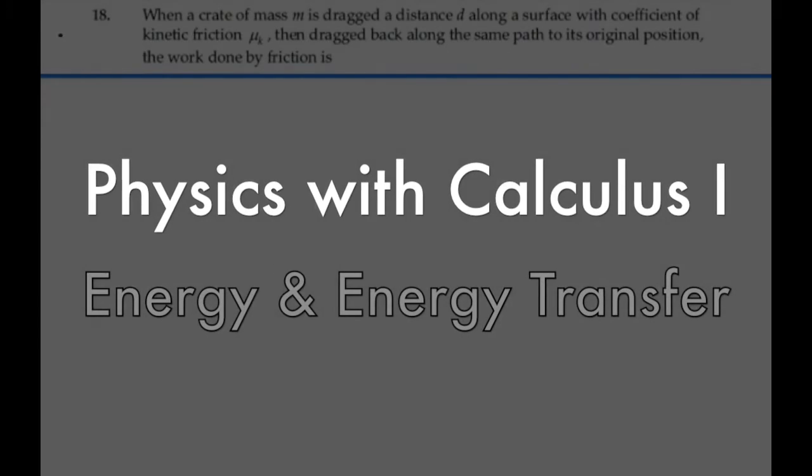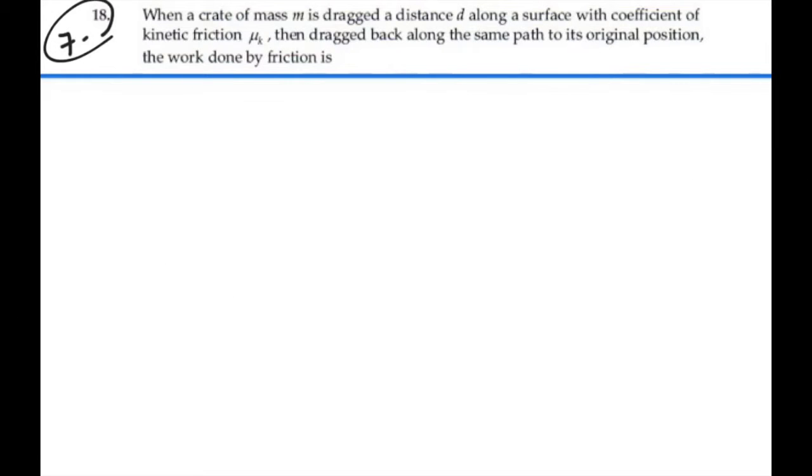Here's problem 718. When a crate of mass m is dragged a distance d along a surface with coefficient of kinetic friction mu sub k, then dragged back along the same path to its original position, the work done by friction is... We might think that this is similar to the last problem, but there are some notable differences. And even though we return back to our original position, this is what's happening.